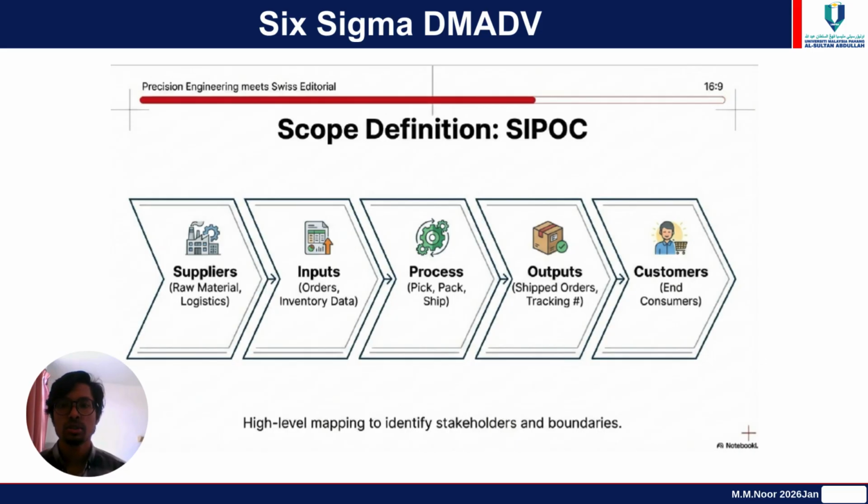We also use a SIPOC diagram to understand the overall process, including suppliers, inputs, process, outputs, and customers. Finally, all information is documented in a project charter, which includes the project objective, scope, timeline, and team members. It ensures everyone is aligned before moving forward.